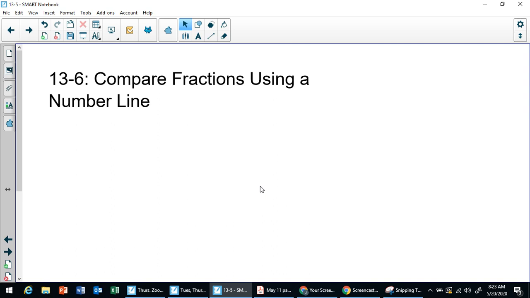This is going to be pretty easy for us because we have already had a lot of experience with using a number line to determine if one fraction is greater than, less than, or equal to another. So let's go ahead and get started.